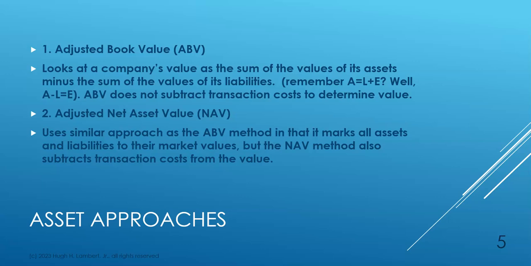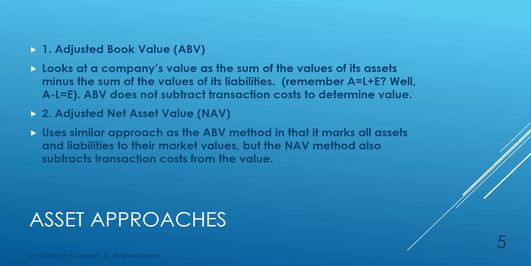The adjusted net asset value does the exact same thing as ABV. It looks at the assets of the company, marks those assets to their market values, looks at the liabilities of the company and marks those to their market values, then subtracts assets minus liabilities to get to equity or net worth or value. But the net asset value method also considers transaction costs.